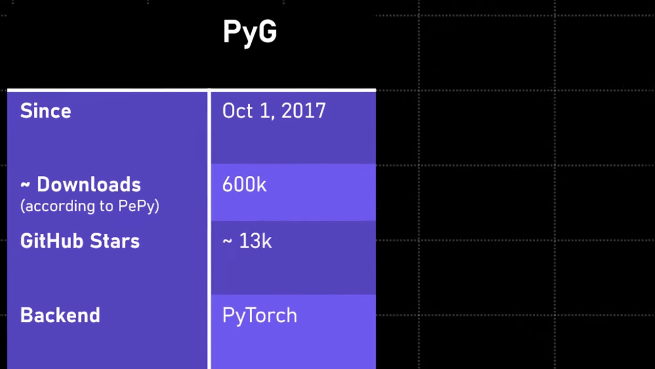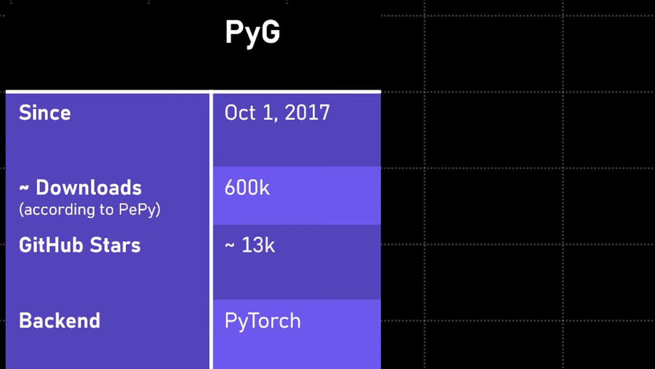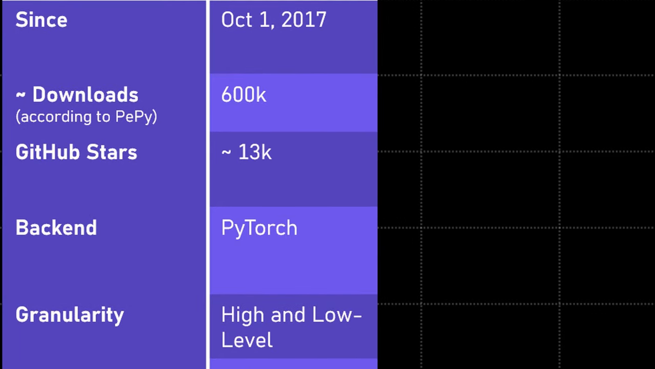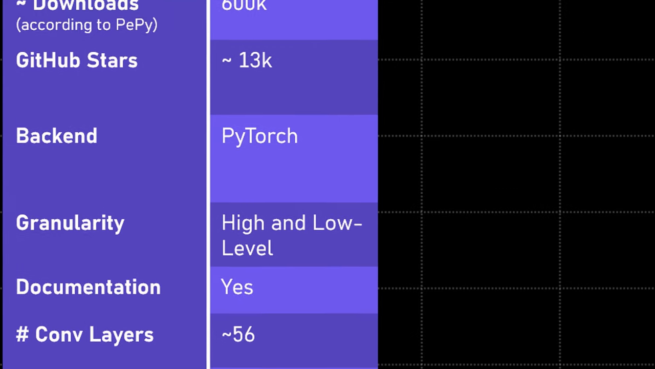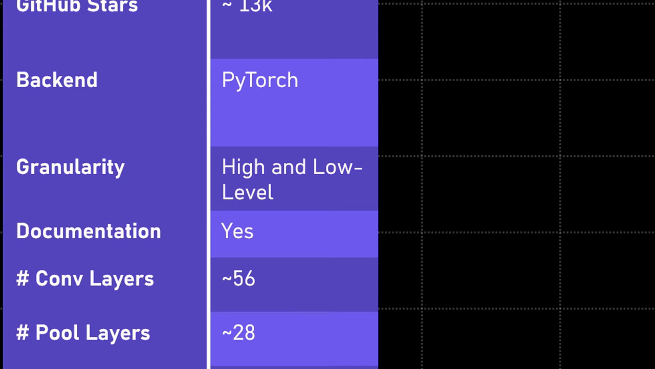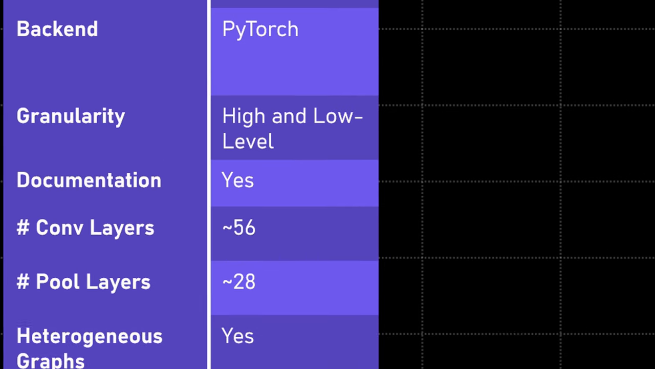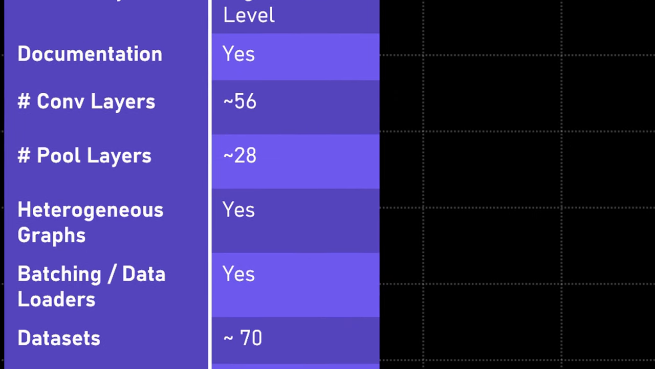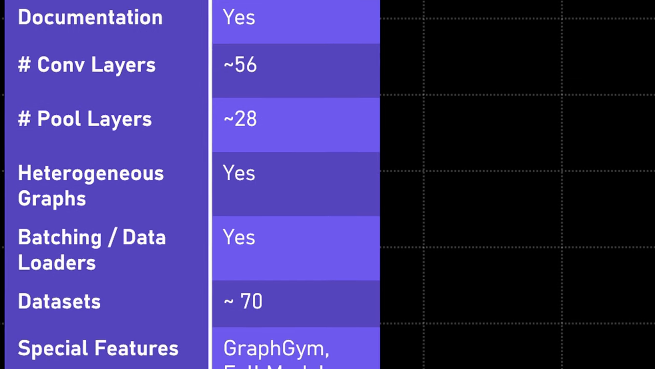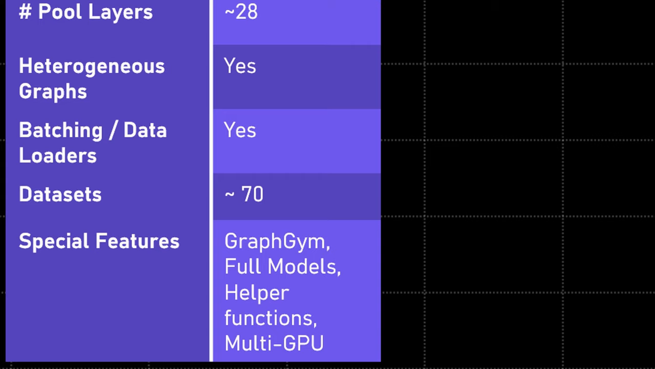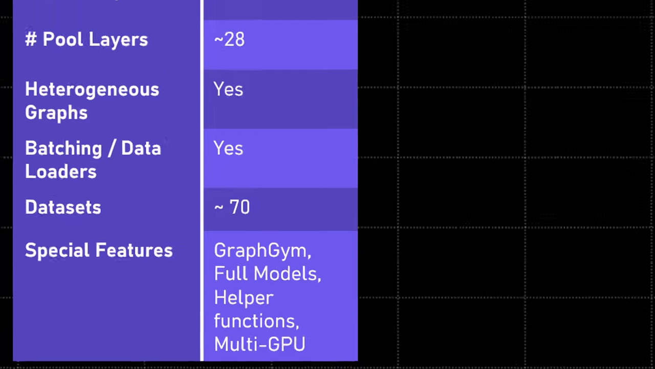PyTorch Geometric was founded in 2017, has around 600,000 pip installs and 13k stars on GitHub. It uses a PyTorch backend and can be used as high and low level library because you can either write your own layers or use existing modules. It provides a great documentation with plenty of examples, and I counted 56 graph convolutional layers and 28 pooling layers. It supports heterogeneous graphs and batching or sampling using the data loaders. Finally, there are around 70 integrated datasets that can be used for testing. Besides that, it provides a lot of additional functionalities such as model tracking with GraphGym or multi-GPU support.